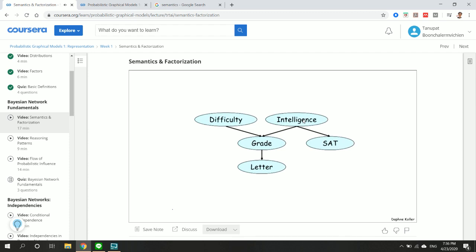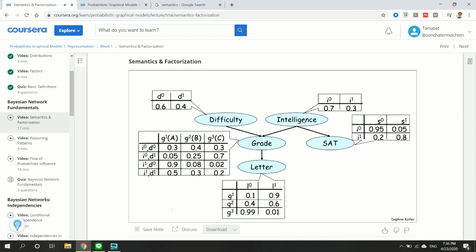And the way in which we're going to do that is we're going to annotate each of the nodes in the network with what's called a CPD. So we previously defined CPDs. CPD, just as a reminder, is a conditional probability distribution, using the abbreviation here. And each of these is a CPD.